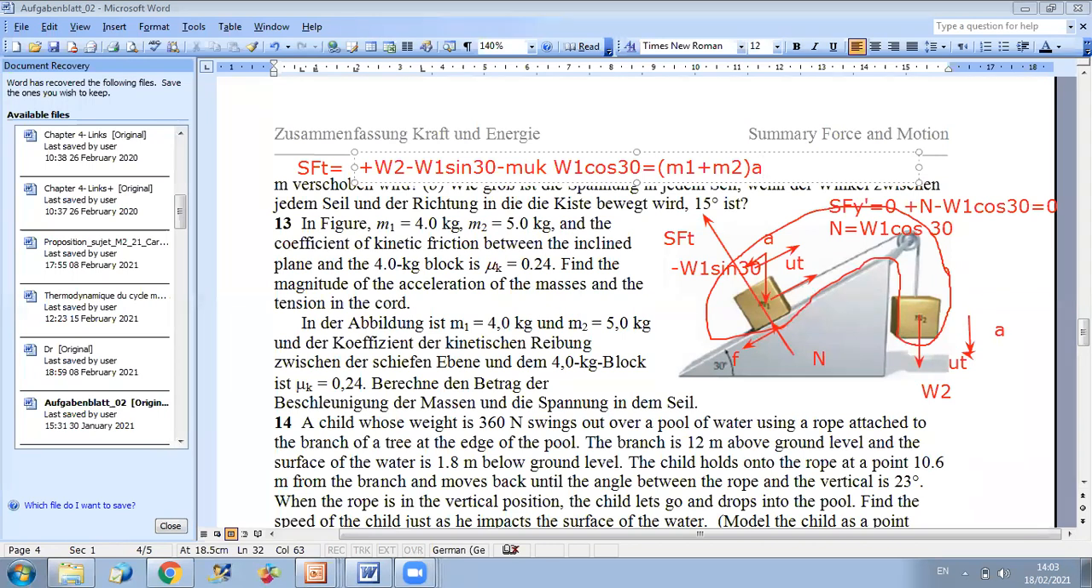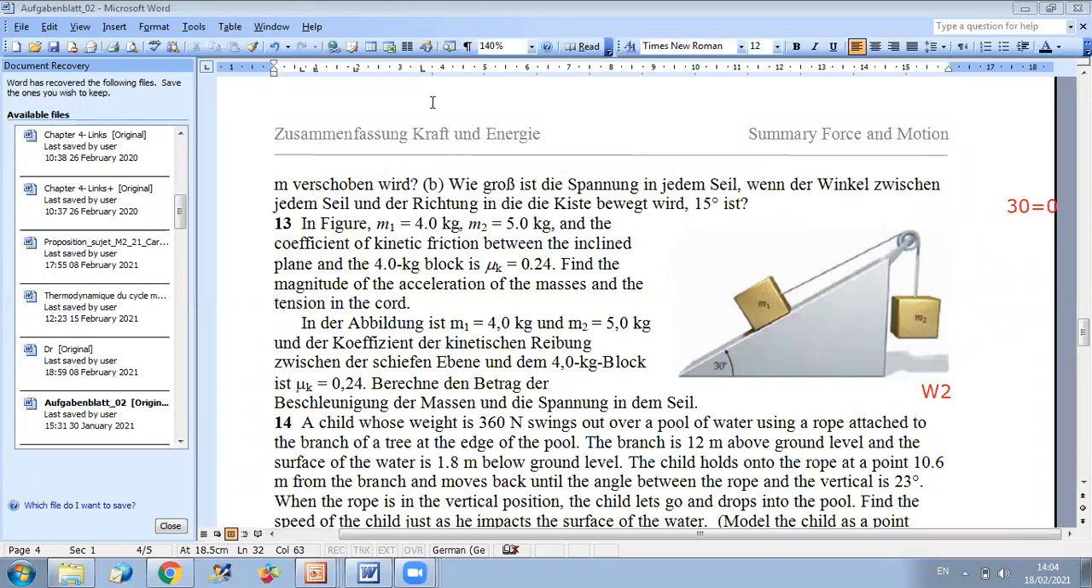Now they asked also for the tension in the cable. How can I find the tension now? What should I do to find the tension? Sum of forces along Y? Yes, but which system do I take? Can I take the whole system and find the tension? No, I have to take a single mass. So to find the tension now I can take either M2 or M1.